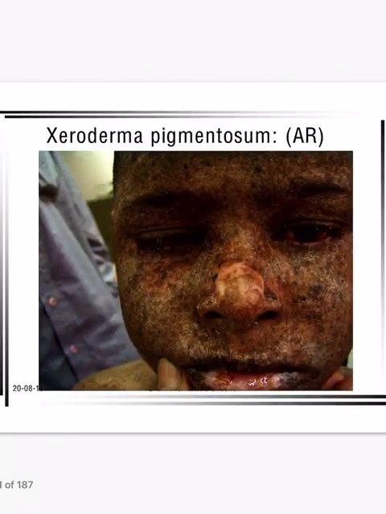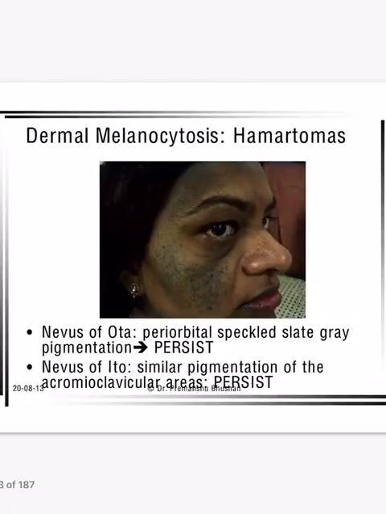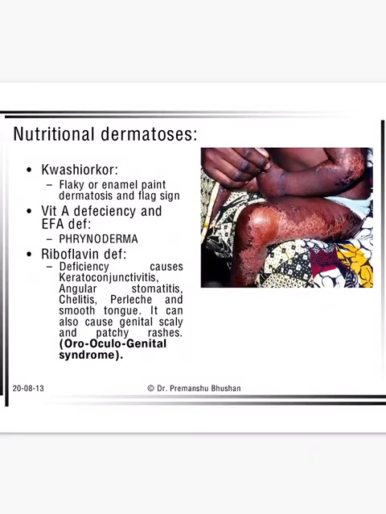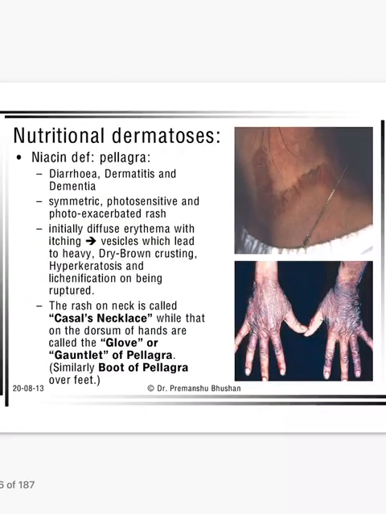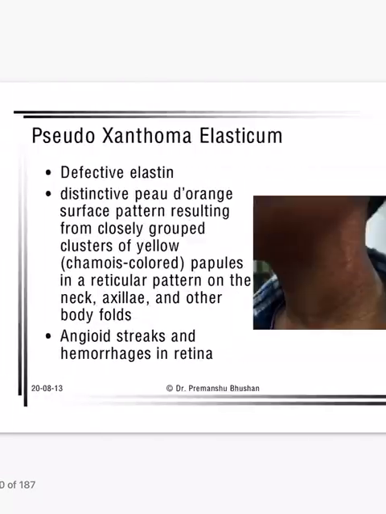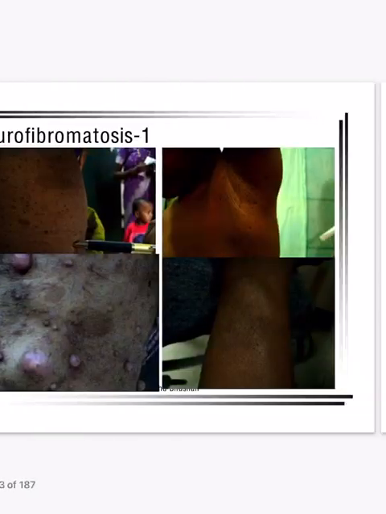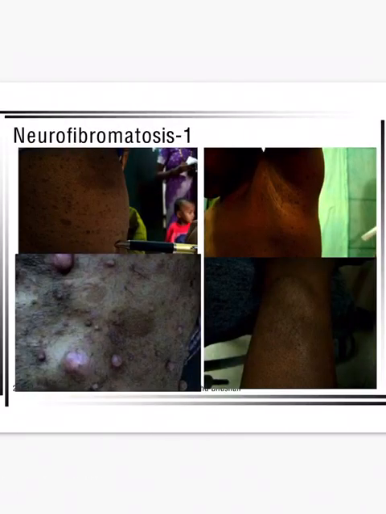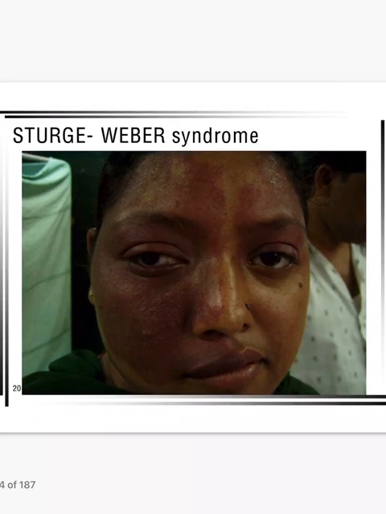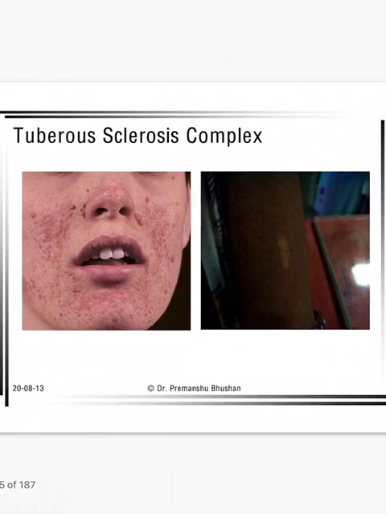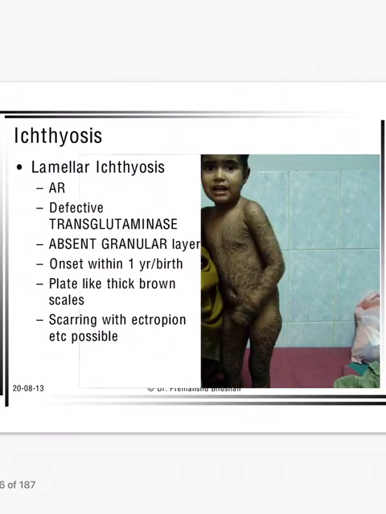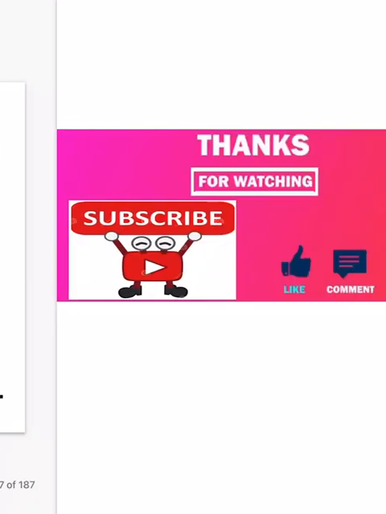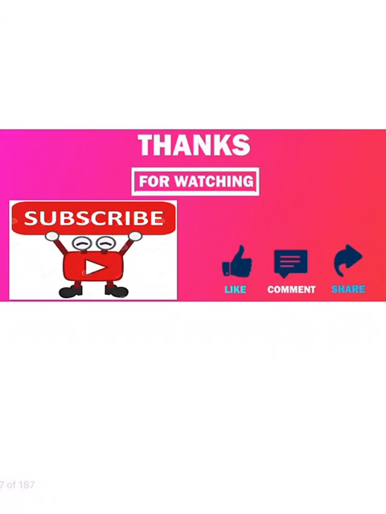So if you see, this is xeroderma pigmentosum. In this photo, Sturge-Weber syndrome, that is the port wine stain, with tram track calcification. Tuberous sclerosis shows the presence of shagreen patch. Ichthyosis, that is a fish-like scale appearance.